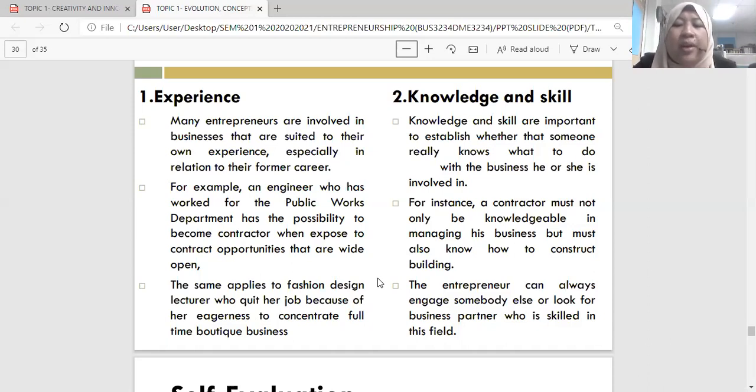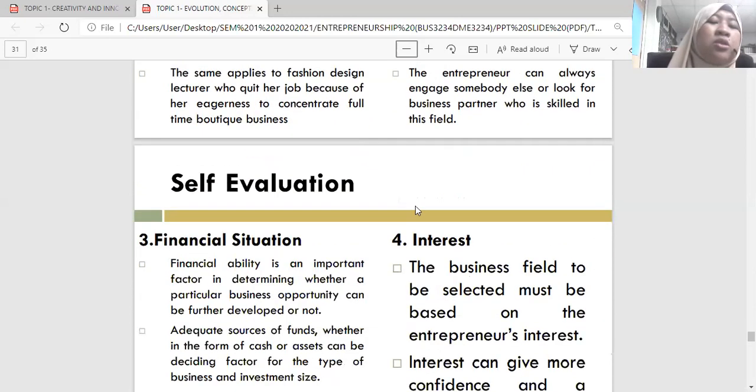And then the entrepreneur can always engage somebody else or look for a business partner who is skilled in this field. So yeah, you want to become a contractor, but you should also know what the contractor must do, because you are talking about constructing the building. Everything you do, I told my students in my face-to-face class, even though you have 2.6 billion of capital, if you don't have knowledge and skill, that will be a problem. It's total losses to you.